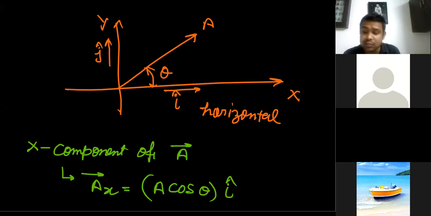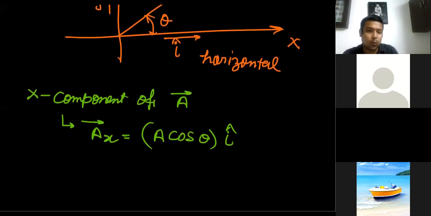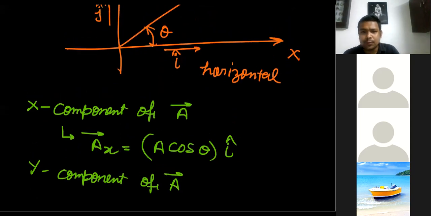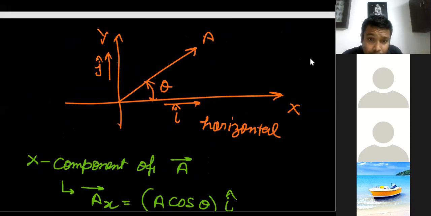Let us see, my dear friends, what is the y component of vector A? First of all, the vector A makes an angle 90 minus theta from the y-axis. Am I right or wrong? If this angle is theta, then this angle is 90 minus theta. Tell me, my dear friends.